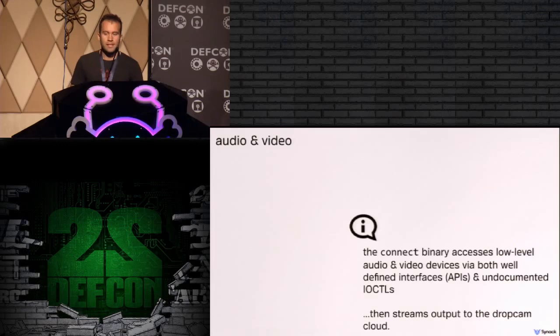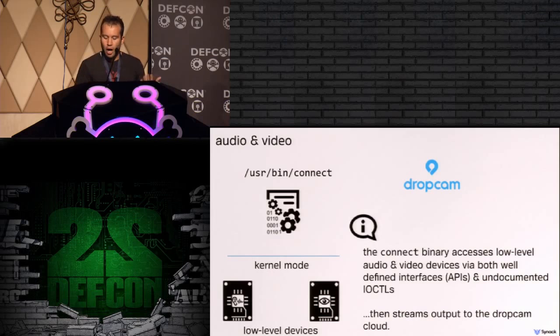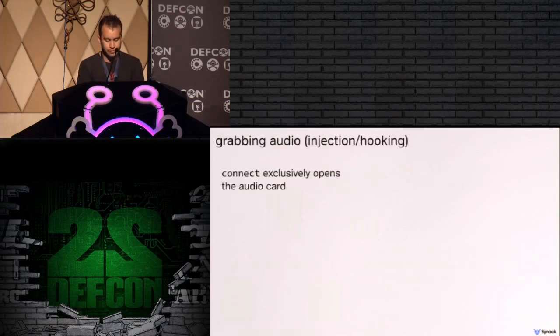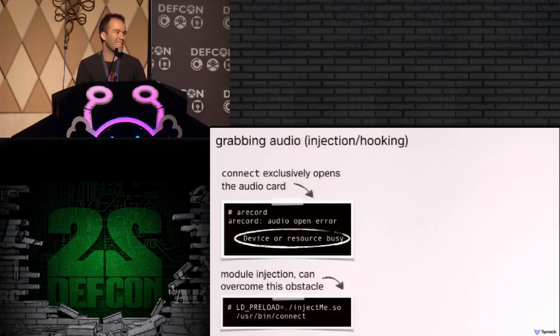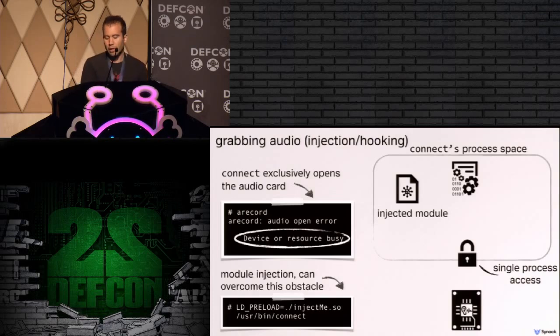Now, a major component of our implant is the ability to grab and manipulate audio and video. I mentioned the kinect binary talks to both the audio and video cards that reside in kernel mode. Data is read from these devices and then is streamed to the DropCam's cloud servers where it is consumed by the user. So first I'm going to talk about how our implant is able to hot mic the camera in order to listen in on everything. Since the kinect binary exclusively opens the audio card, we have to inject a module into the kinect process. So here are the various relevant components. The kinect binary is continually reading the audio stream, but our injected module can then install a hook and gain access to the audio stream and then exfil it to our command and control servers.